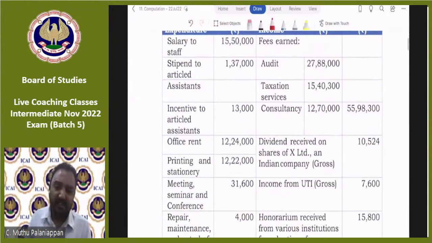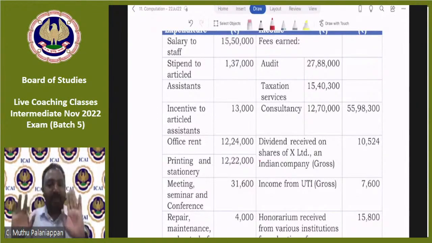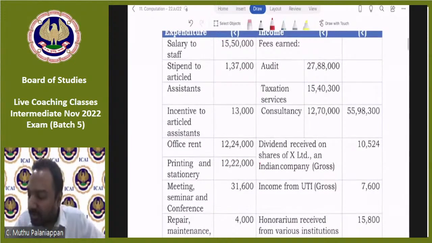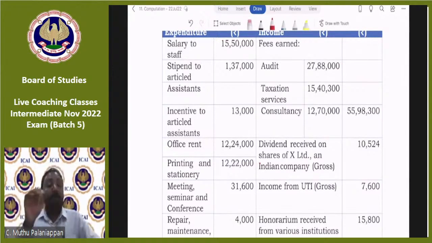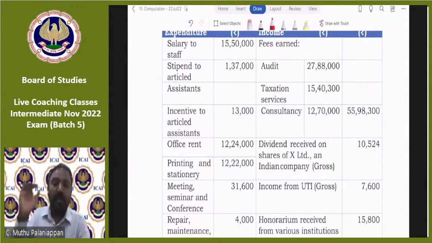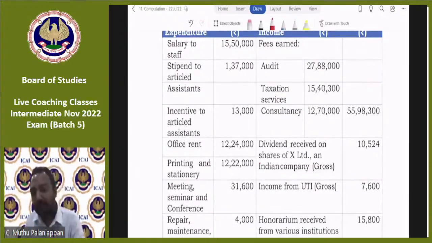They have given fees. They have given the breakup as audit, taxation, consultancy. Is this breakup relevant? No. The breakup is actually not relevant. I'll tell you what you need to do when something is relevant. If something is not relevant, just leave it. If something is relevant, I'll tell you what you need to do. So you have income: audit, taxation, consultancy.